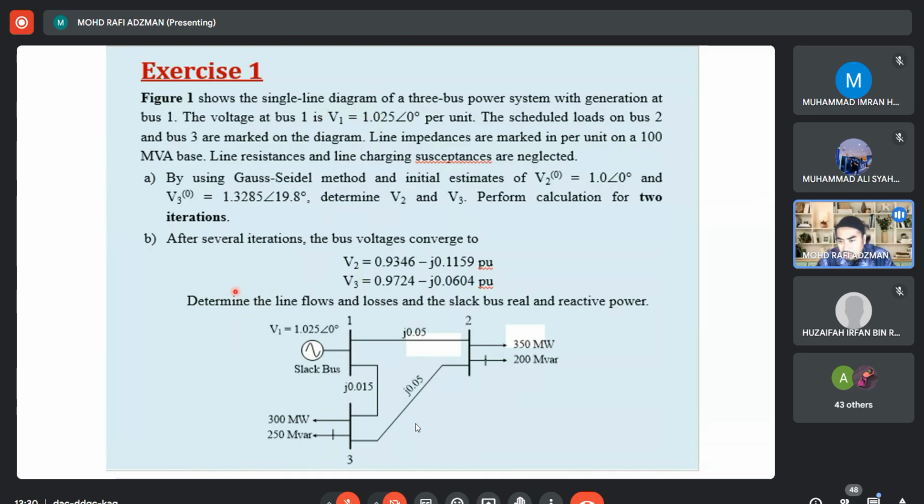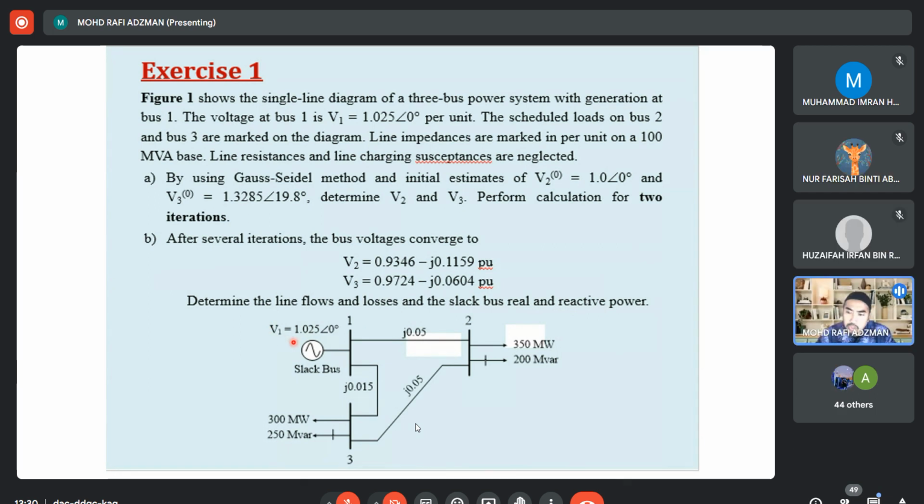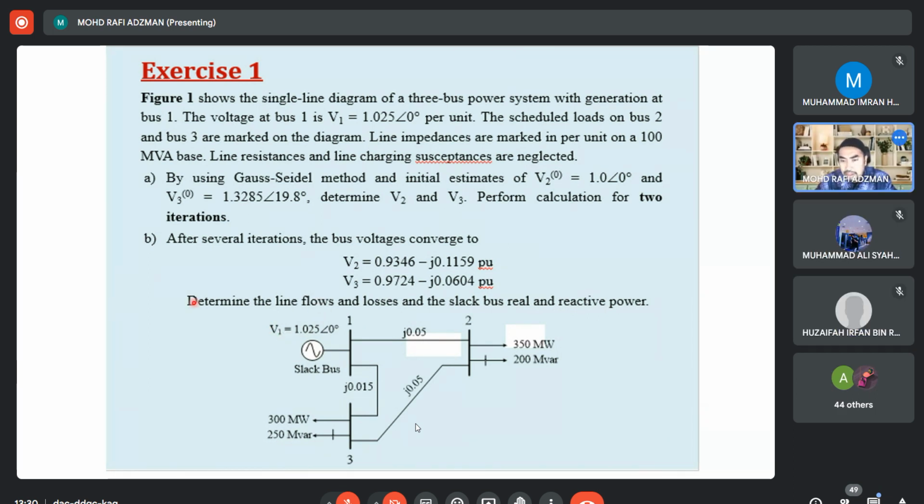You have to determine the line flow. Okay, S12, S13, S21, S31, S23, S32, okay, and losses. For example, SL12, SL13, SL23, and the slack bus real and reactive power, which is S1. S1 equal to P1 plus jQ1. Okay, you have to find for second question here.